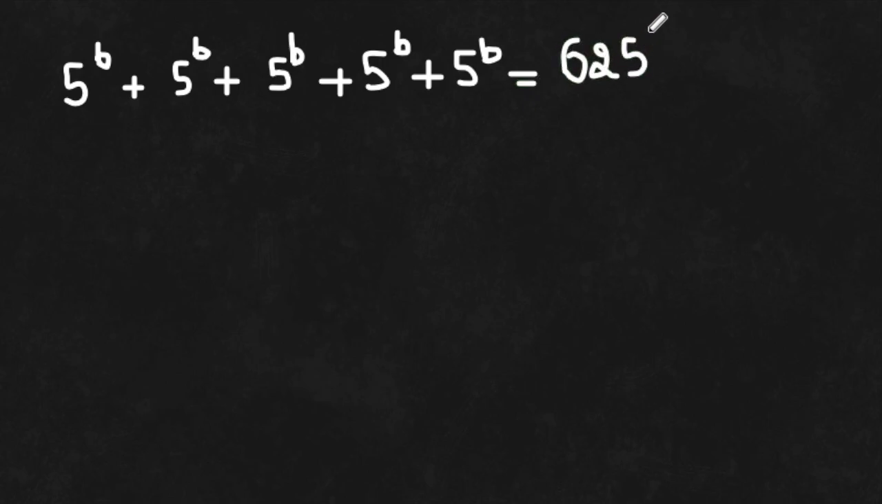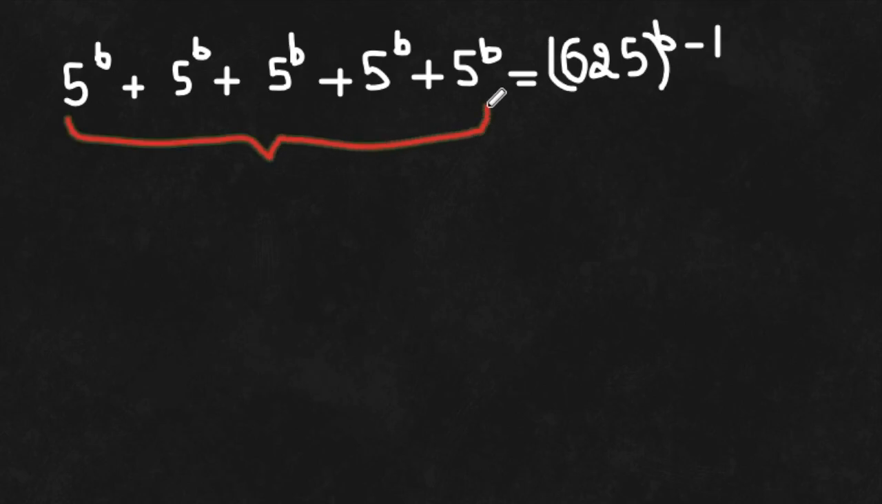In this question, we have 5^b on the left hand side, and on the right hand side, we have (625)^(b-1). We need to find the value of b. So it is very simple.